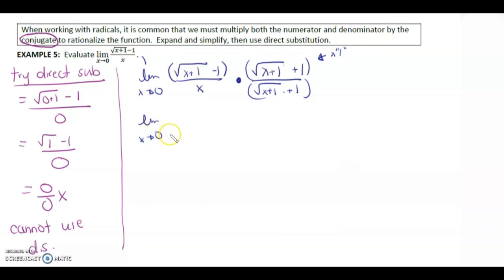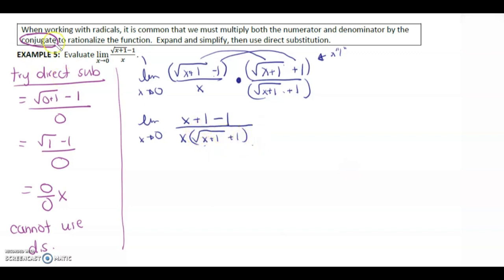Okay? So the limit as x approaches 0, we're going to expand the numerator. So root x plus 1 times root x plus 1 is just going to give us x plus 1. The middle two terms are going to cancel out. I'm not even going to write them anymore. And then -1 times 1 is minus 1. And I'm going to rewrite the denominator as x times root x plus 1 plus 1. I'll keep this in brackets, okay? Because this is a binomial.